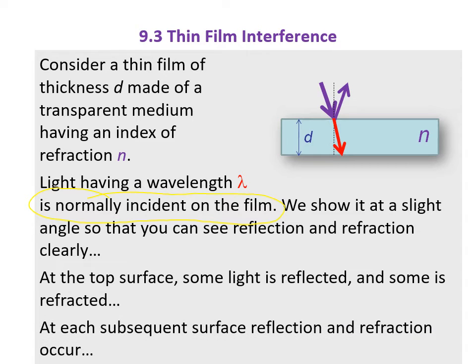At each subsequent surface, reflection and refraction occur. So in the bottom part of the material, some of the light gets refracted, it passes through, and some of it gets reflected at that boundary also. So for thin film interference, we have reflection occurring on at least two boundaries.